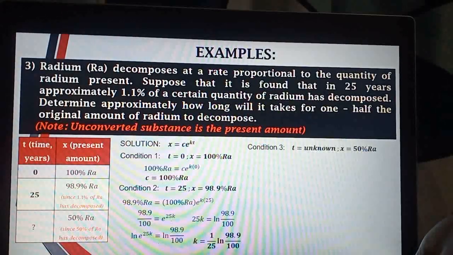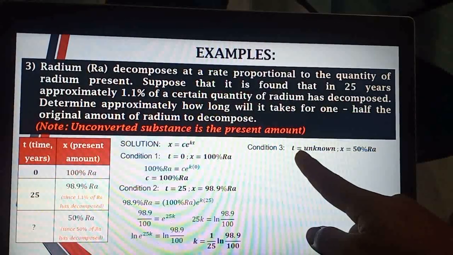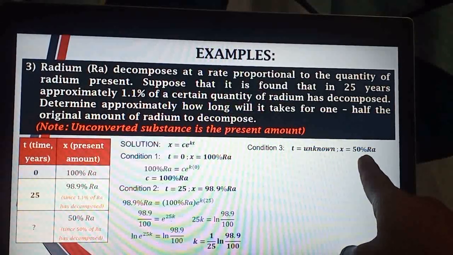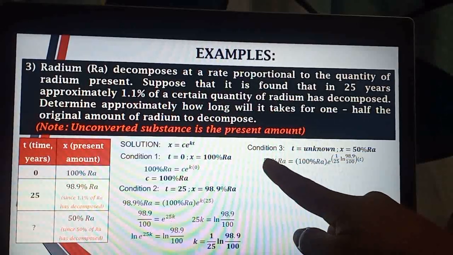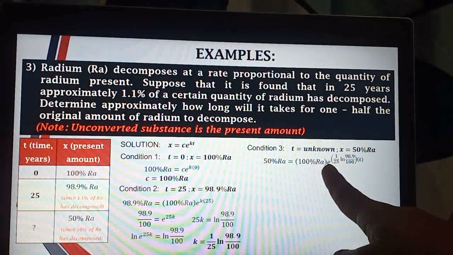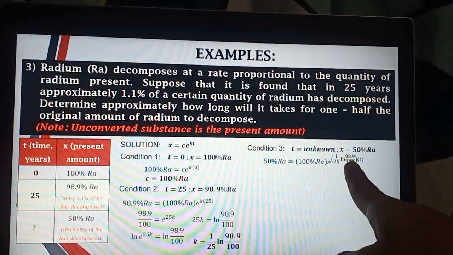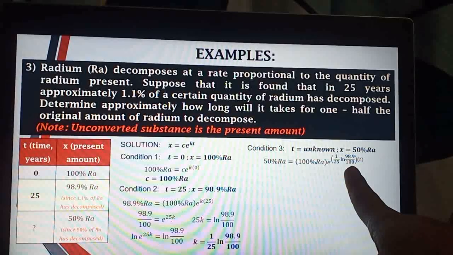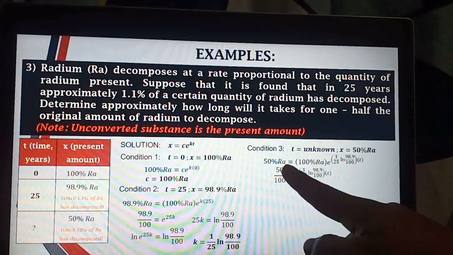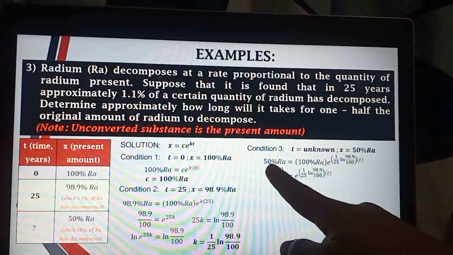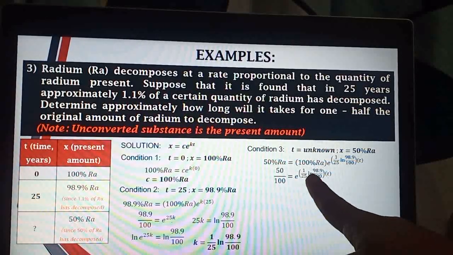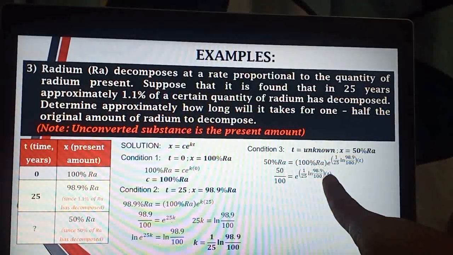kay condition 3 wherein the time is our unknown and our x is 50% of the radium. So you will now have 50% of the radium equated to 100% of the radium e raised to 1 over 25 ln of 98.9 over 100 multiplied to t. So the unknown is your t. You will now have 50 over 100. So cancel si RA ulit. Equated to e raised to 1 over 25 ln of 98.9 over 100 multiplied to t.